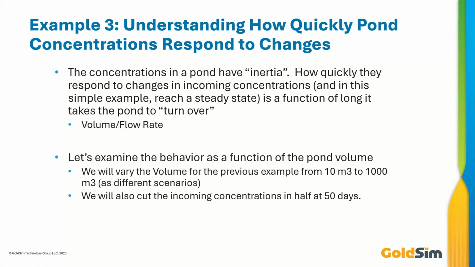So let's examine the behavior of this system as a function of the pond volume. I'm going to use the scenario module in GoldSim and run the model with different volumes. All the other inputs are the same between these examples, except the initial volume is going to vary between 10 and 1,000. I'm also going to make one little change. In the last case, the incoming concentrations were constant. I'm going to have a concentration for both of those input streams, and then 50 days in, I'm going to cut those concentrations in half, just to make the model a little bit more interesting.